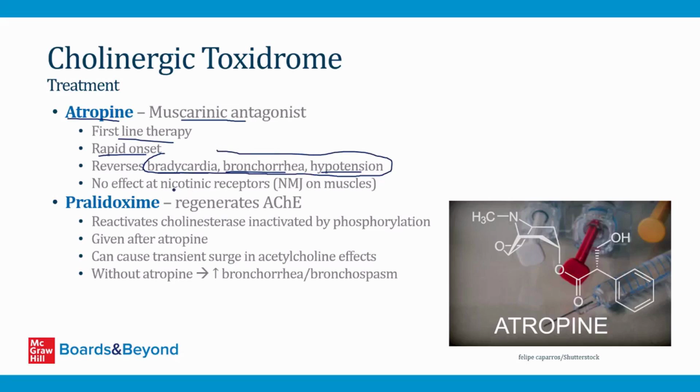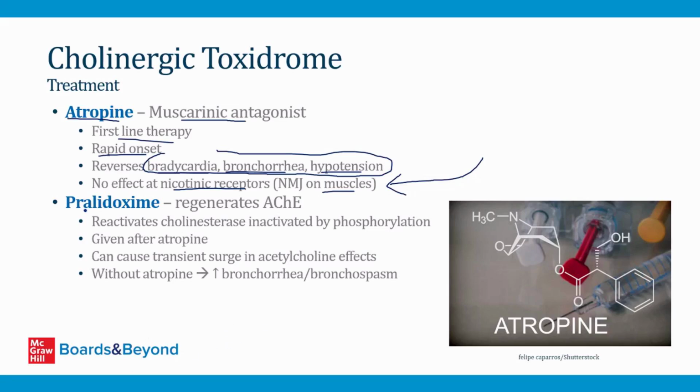Importantly, though, it has no effect at nicotinic receptors, which are found on muscles. So this is very high yield to know for your board exams. Atropine is not going to reverse muscle weakness or muscle fasciculations. That's because it's a muscarinic antagonist, not a nicotinic receptor antagonist.